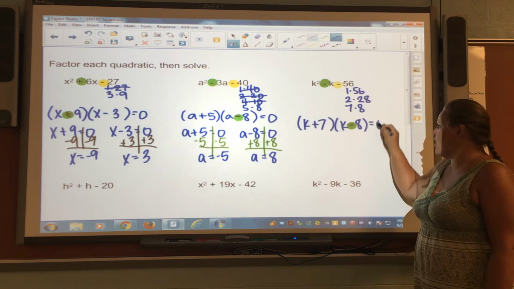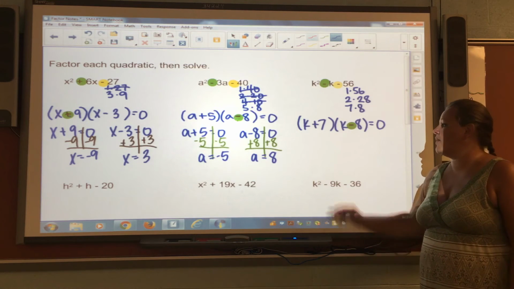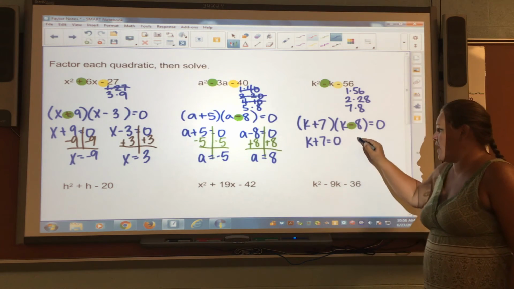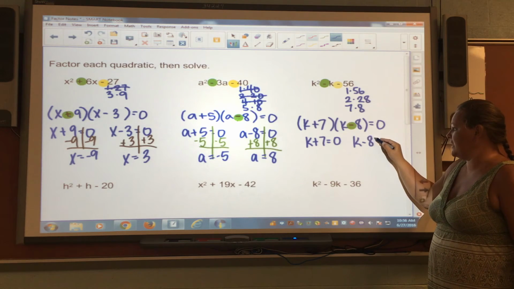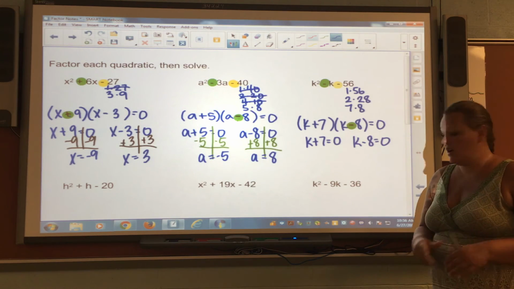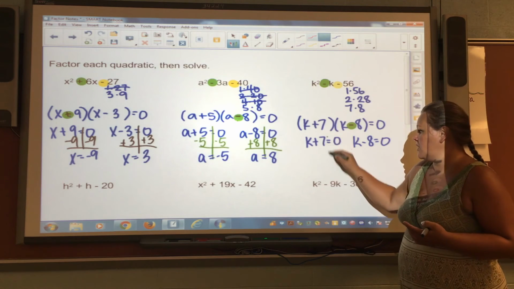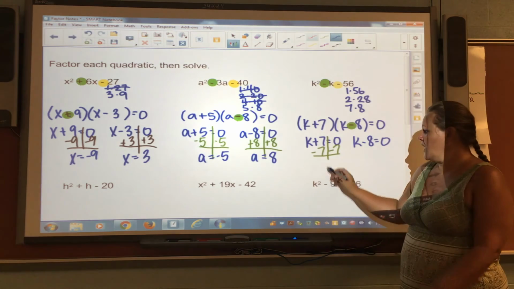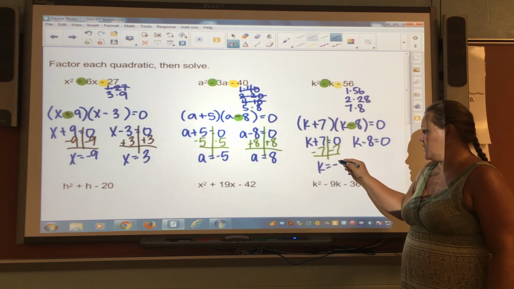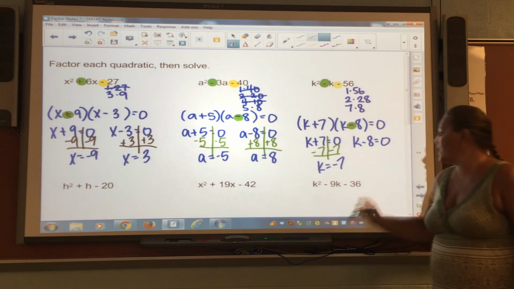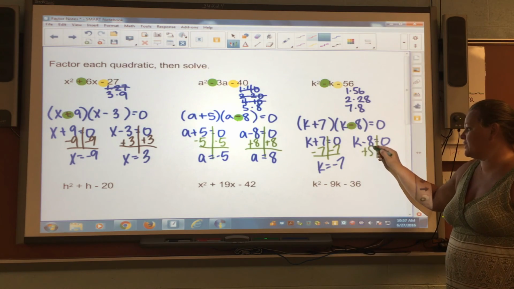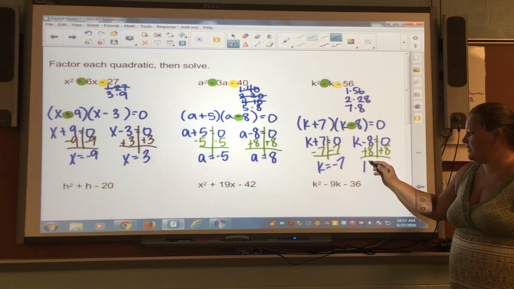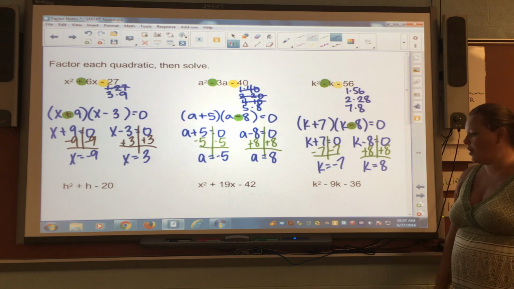And then to solve, we set each one equal to 0. So I have k plus 7 is equal to 0, and k minus 8 is equal to 0. And solve each one of those. So I subtract 7 from both sides, and k is going to be equal to negative 7. And this one, I'm adding 8 to both sides. So k is equal to a positive 8.